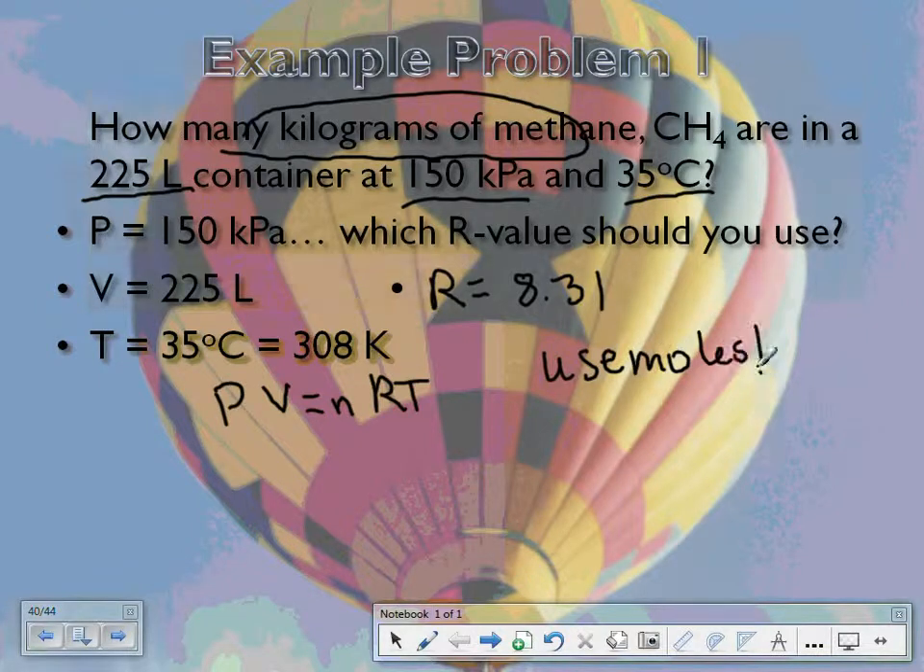Okay, so let's solve for n first. To get n by itself over here, we're going to do algebra. You ready, Amanda? Divide both sides by RT. On this side, they cancel. And on this side, we end up with n equals PV over RT.